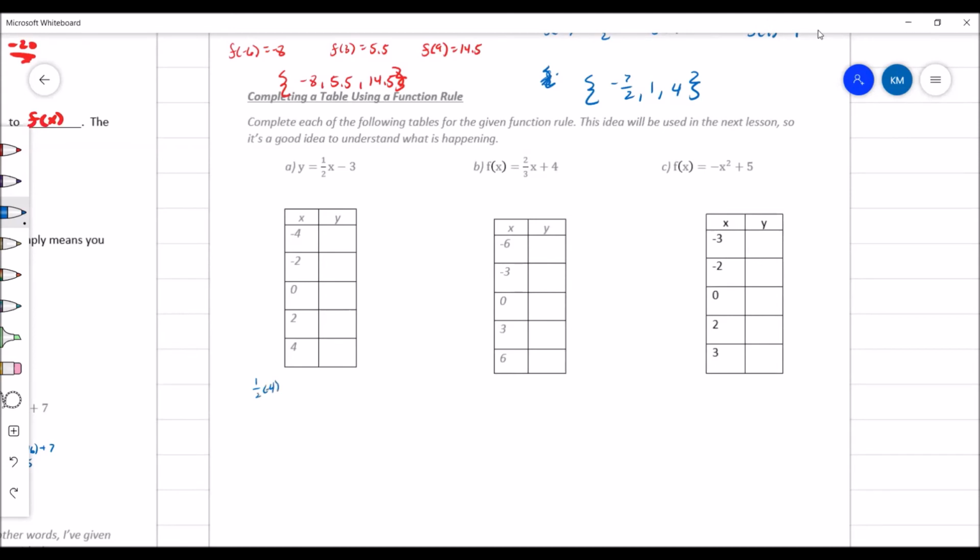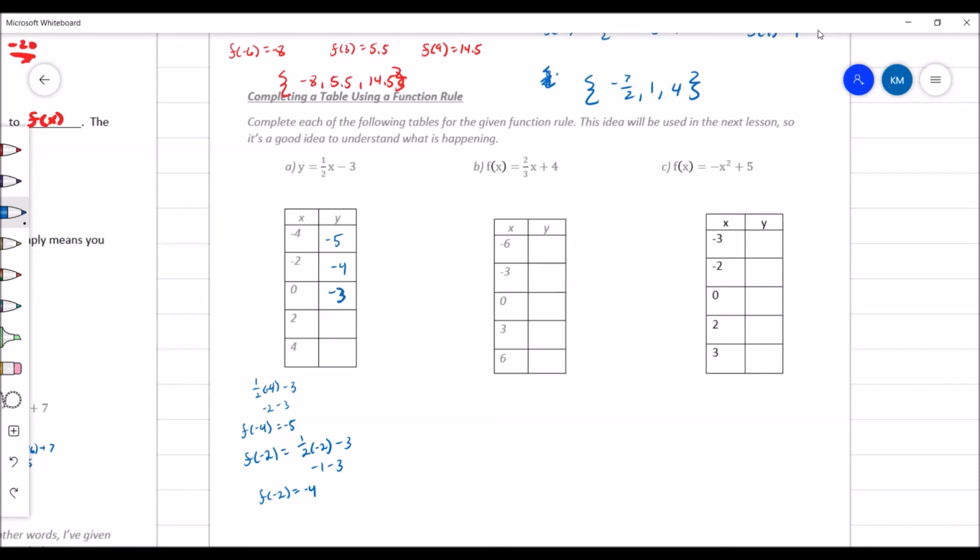Going through, plugging those values in. 1/2 times -4 minus 3. So that gives me -2 minus 3, -5. Then I'll do the same thing with -2. F of -2 equals 1/2 times -2 minus 3. So that's -1 minus 3, and that's -4. The 0 is a little bit easier here. That'll just be 0 minus 3, -3.